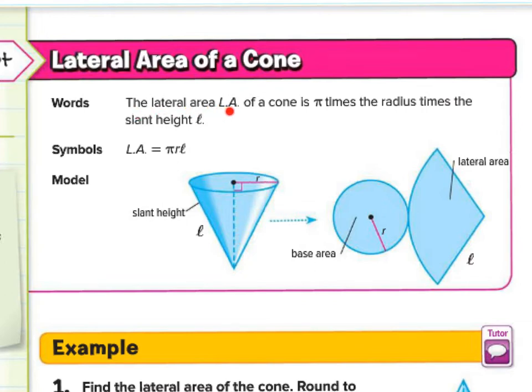The lateral area, or LA, of a cone is pi times the radius times the slant height. So essentially we take 3.14 times our radius times the slant height. And now you know that sometimes we have to find the slant height by using Pythagorean Theorem. Please let's make note of our formula, as we will be using it quite a bit through this lesson.